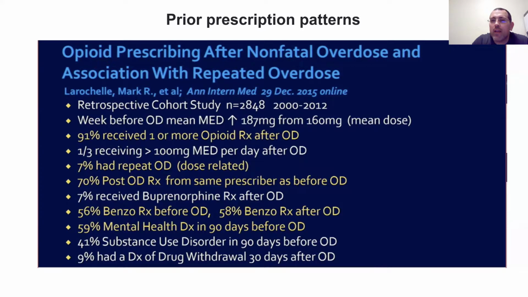So it was showing just a recalcitrance to us maybe changing our patterns and just treating patients the same way even after they overdosed. I'll highlight here just the ones in yellow. 7% had repeat overdose, dose-related. 70% post-overdose prescription from the same prescriber as before the overdose. 56% received benzos prescriptions before their overdose, and 58% had benzodiazepine prescriptions after their overdose, and 59% had mental health diagnosis in the 90 days before their overdose. So just giving us some insight into prior habits that maybe we're not aware of and why we're trying to change these.